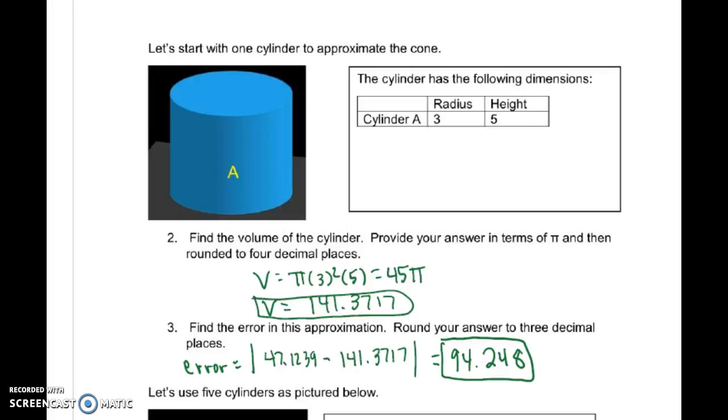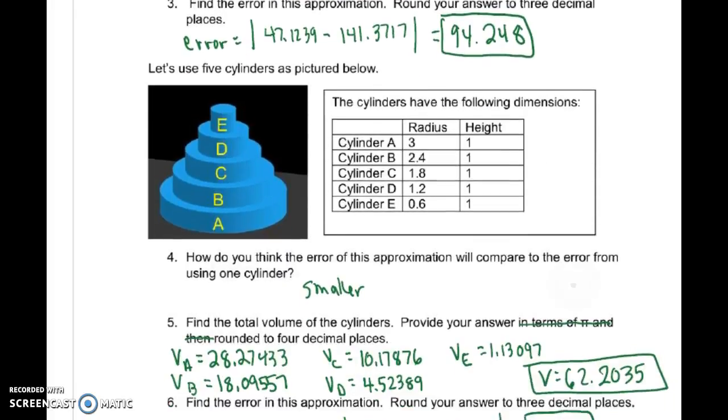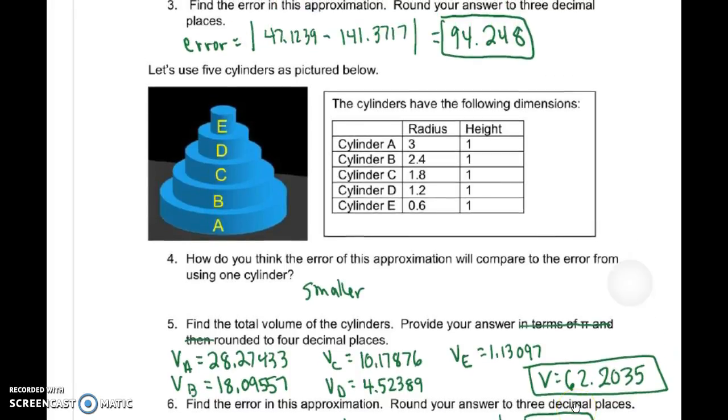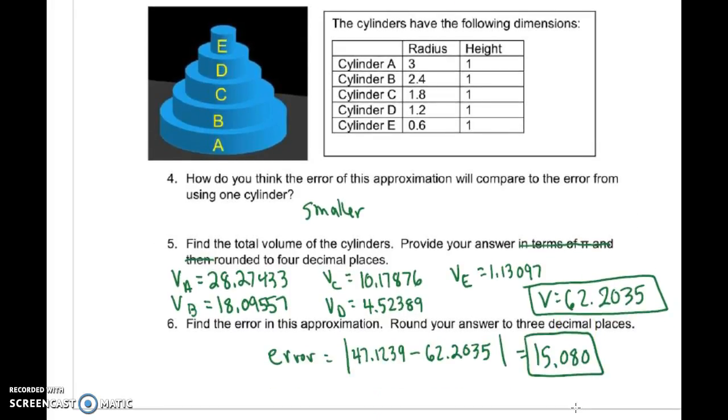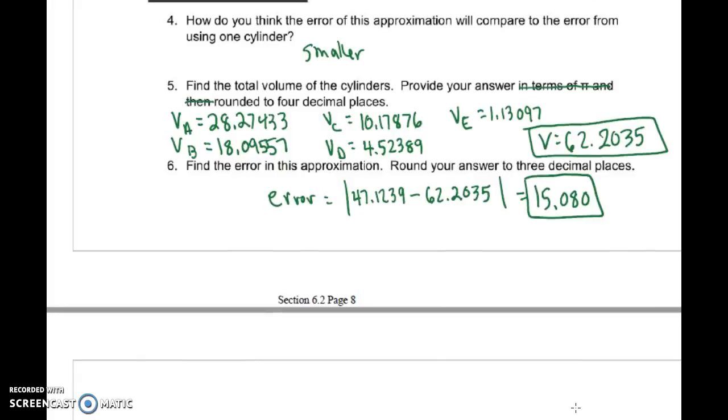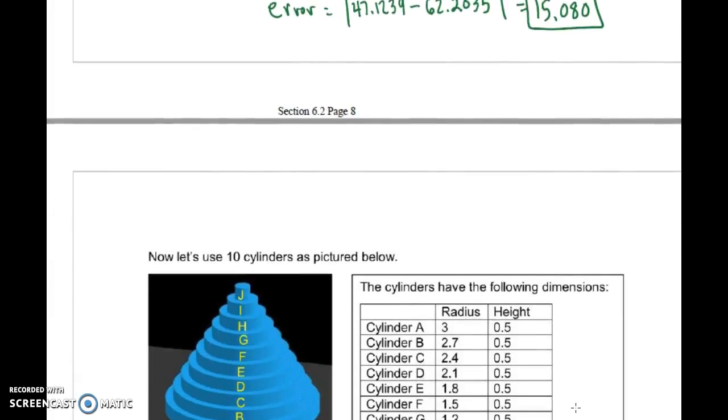That's bad, really bad. So we're going to add in some more cylinders. We went with 5 this time because it works out a little bit nicer for this particular cone. And we found the volume using 5 cylinders would be 62.2035. Subtract off the 47, and then our error jumps down from 94 with 1 cylinder to 15.080 with 5 cylinders. So as we're adding more cylinders, we expect that our error is going to decrease and get smaller and smaller until eventually it becomes pretty close to 0. And that happens pretty consistently.